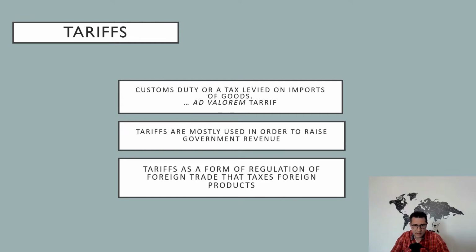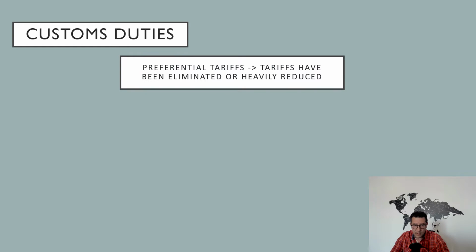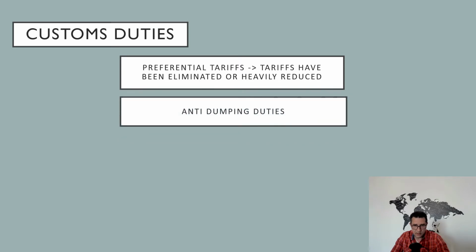Here the concept is quite simple. Basically, when a product is traded internationally, a customs duty or customs tariff will often apply. However, when there are special trading arrangements like a free trade agreement, for example, we're entering the realm of preferential tariffs, where tariffs have been eliminated or heavily reduced. At the other side of the spectrum, we have anti-dumping duties, because apart from regular customs duties, a product can also be subject to an anti-dumping mechanism.